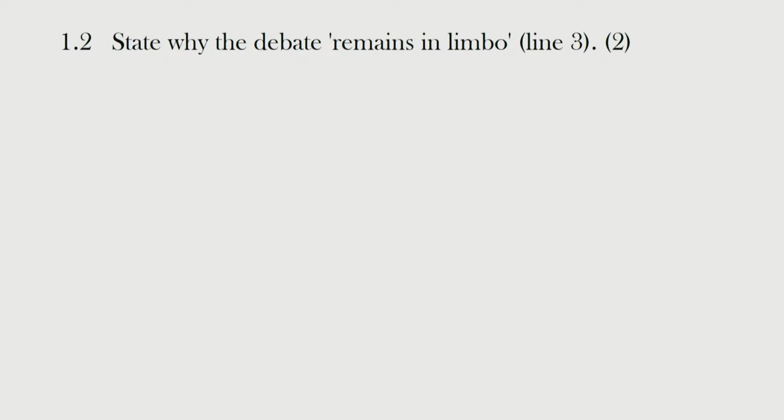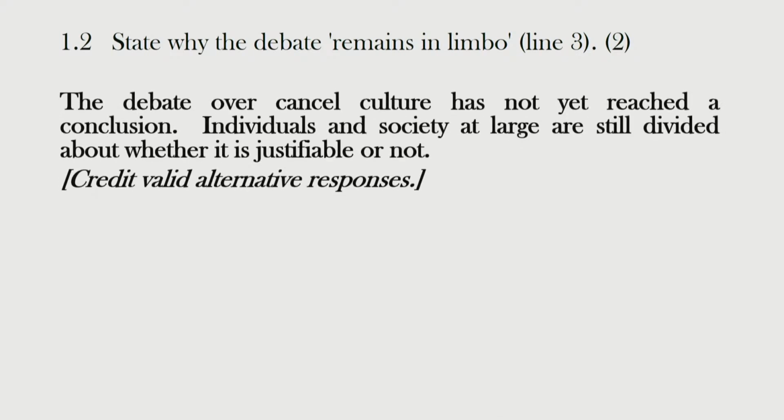All right. So, explain what? The debate remains in limbo. Why is that? Okay. Mark allocation, 2. So again, either 2 points or a single point well explained. Okay, so far, let's take a look at our memo answer. Okay, and there you have it. And again at the bottom, credit valid alternative responses. Now, let me just back away for 30 seconds and allow you to read that in peace.